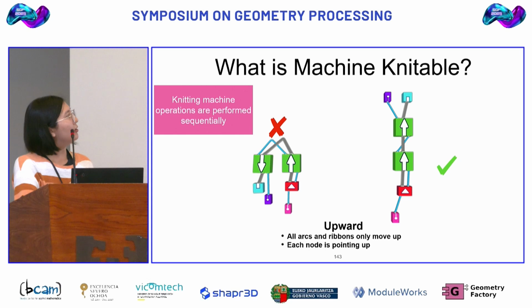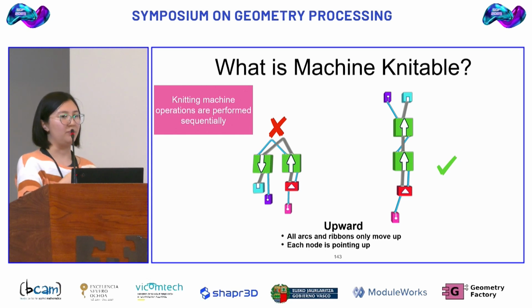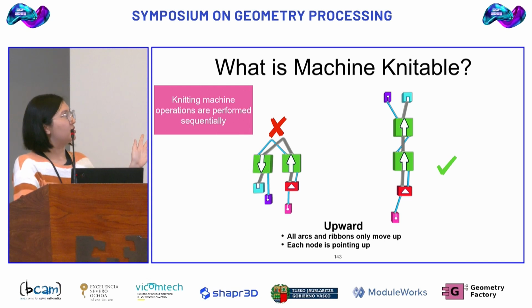So I'll slide very fast towards what UFO is, just at an intuitive level. I think the big takeaway is that these are topological embedding properties that happen to also correspond to constraints on the machine. As was gestured at before, you cannot knit through a loop that you haven't already knit through, so you have to maintain a consistent ordering throughout your graph. Knitting machine operations are performed sequentially.